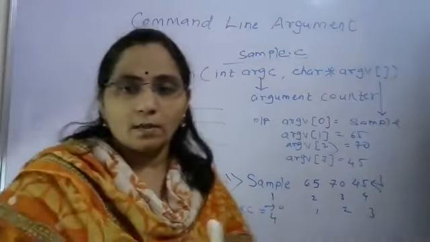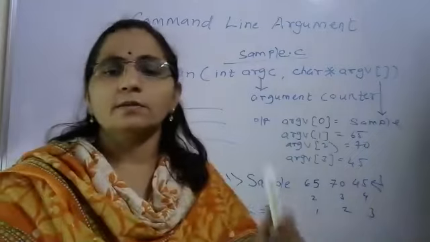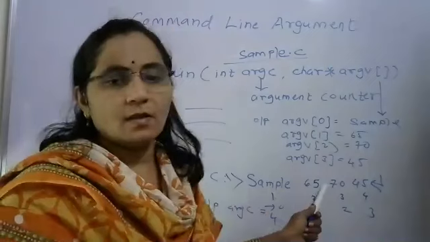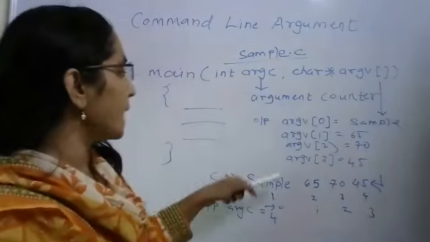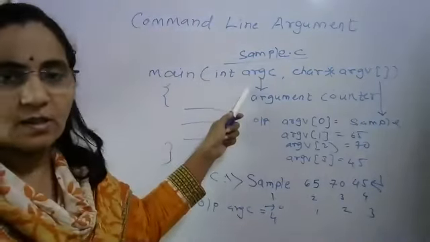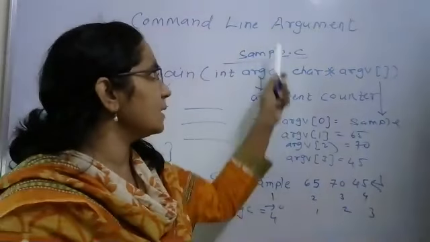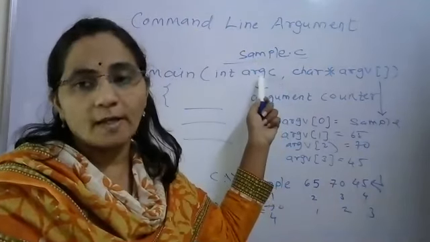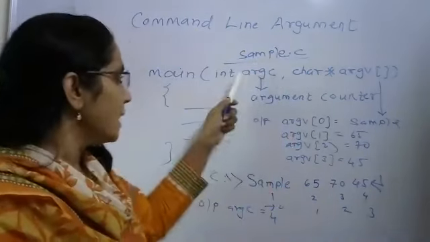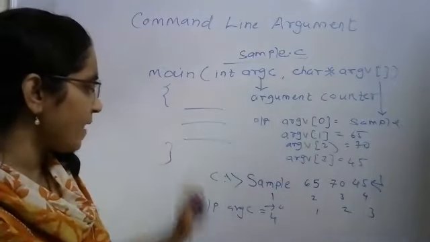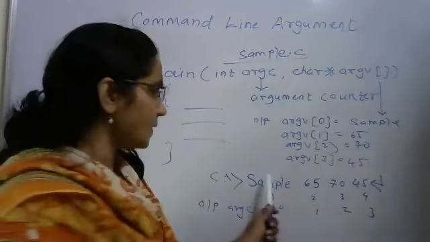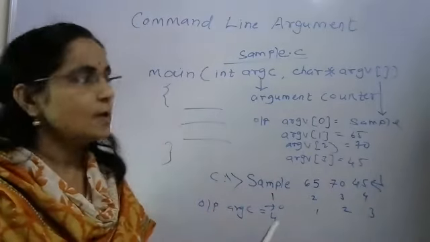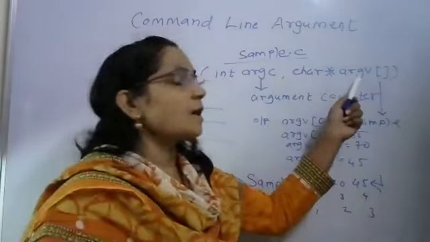Clear? Command line argument. Always remember that the inputs are passed from the command line and go directly to the main function. The main has two parameters in the case of command line arguments. The first is the argument counter, ARGC, which is of type integer. Why? Because it counts how many parameters, 1, 2, 3, and then 4, and therefore ARGC equals 4.